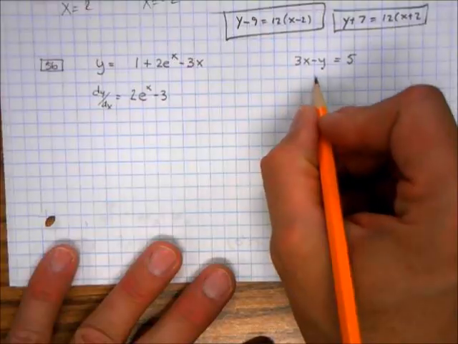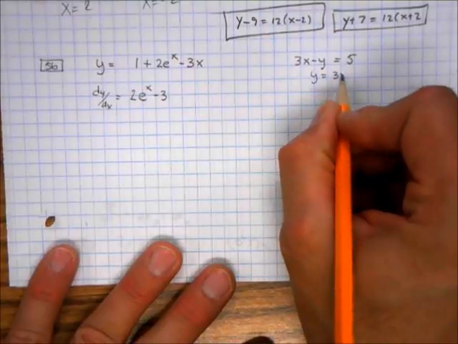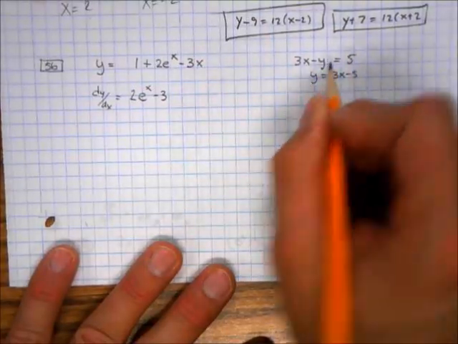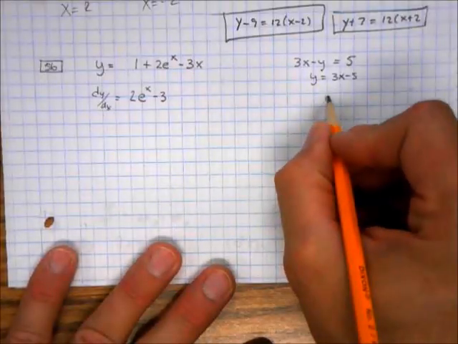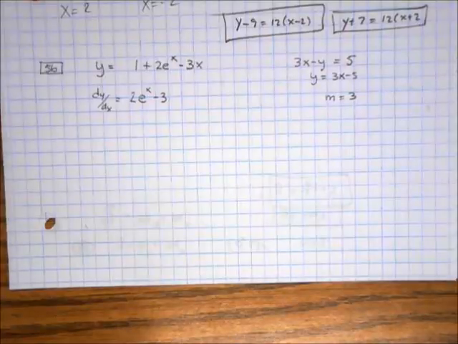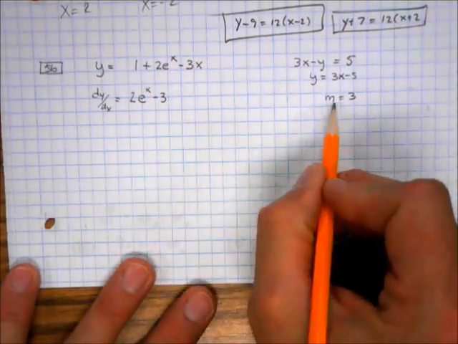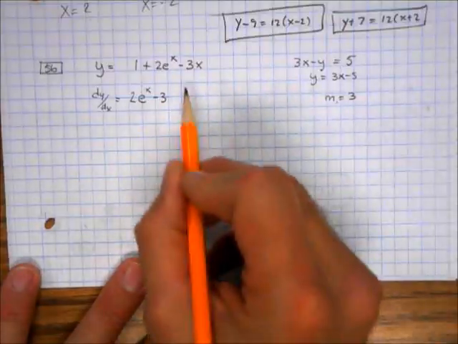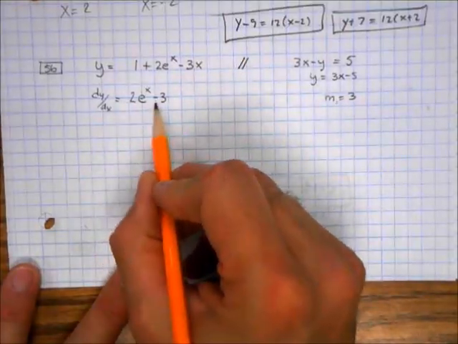Okay, let's solve this for y. y equals 3x minus 5, if I move the y over and the 5 over. So my slope here is 3. Right?